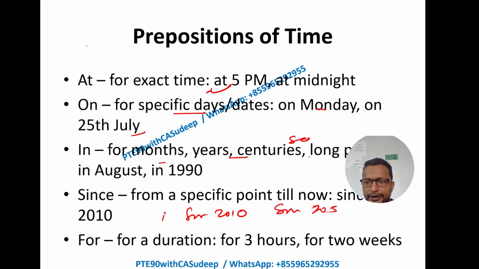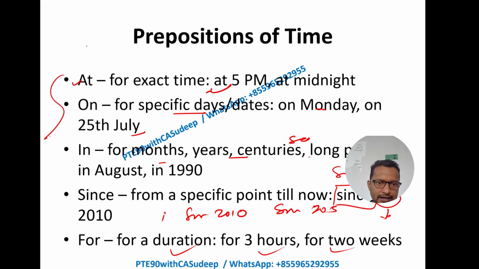If there is a movement only, you use "from". If there is not a movement, and you are referring to a specific point of time, then put "since". Okay, for a duration, like for 3 hours, for 2 weeks, for a year, something like that, if you are referring to the duration, use "for". So generally the confusing part is in, on, and at. So I think you guys are clear here.